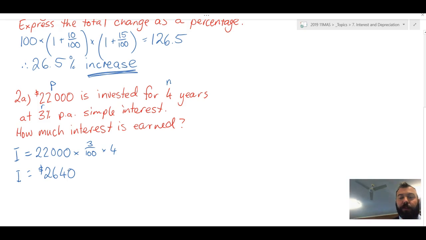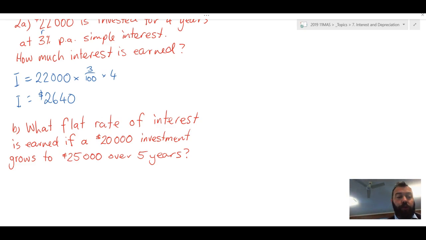So my investment, my principal of $22,000, has increased by $2,640. And that's all I wanted to know, was the interest. If the question said, what is the value of my investment now? Then I would add that on to the $22,000, but it didn't say that. So there we go. That's 2A done. Righto, question 2B. What flat rate of interest is earned if this investment grows to this over 5 years?